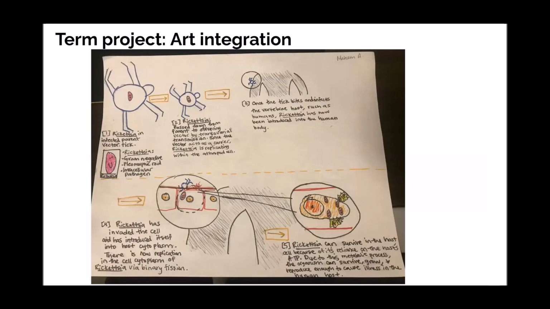So I decided to do my art integration project, which includes a drawing of how Rickettsia infects and colonizes the host cell. In the first section, Rickettsia is in a tick parent vector.